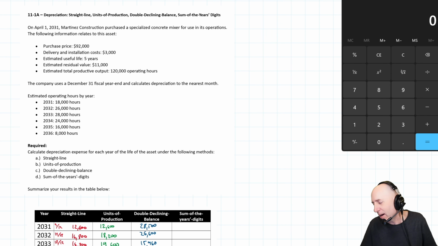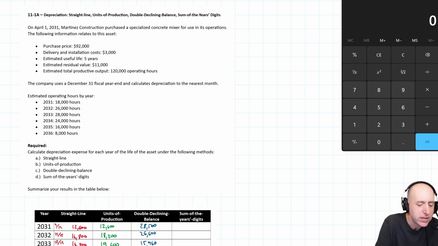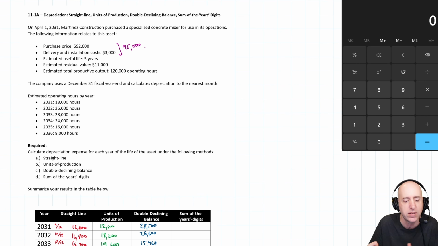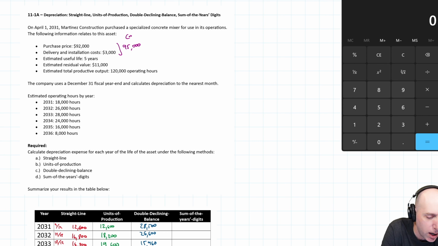So same fact pattern. It's still Martinez Construction. They still buy the asset, 92 grand price plus delivery and installation. So it's really a $95,000 asset, all the costs to make it useful for us. So that's our cost. Our residual value, our salvage value remains the same at 11,000, and our starting point using sum of the year's digits is this depreciable cost number, which is the same as it was for straight line and units of production. The depreciable cost is $84,000.